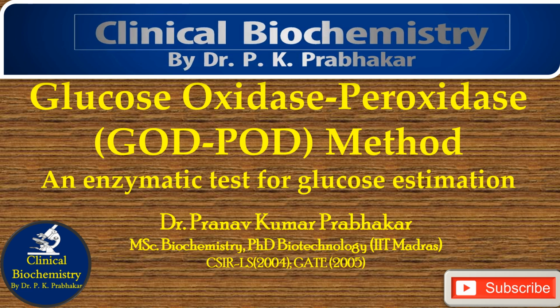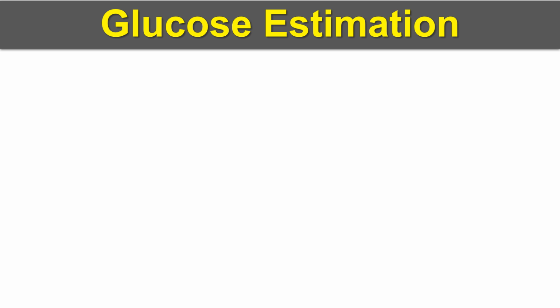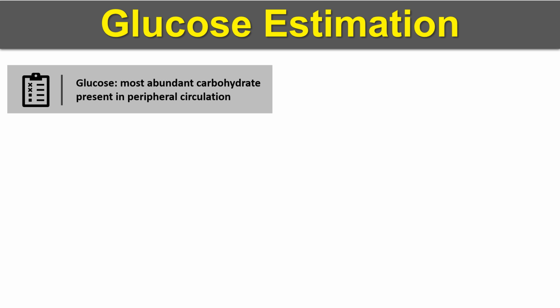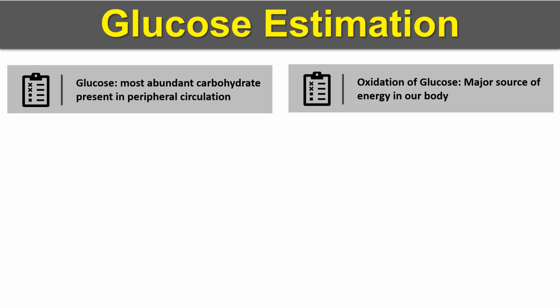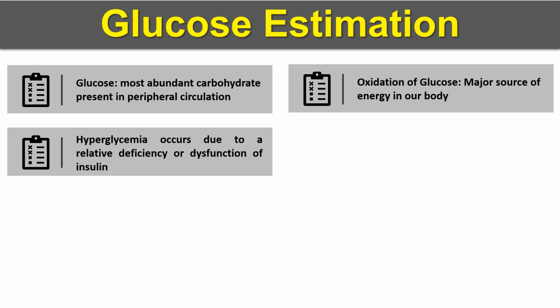Before going into the details of the experiment, first we should understand what glucose is and why we need to estimate it. What is the significance of glucose? Glucose is one of the most abundant carbohydrates present in the peripheral circulation, and carbohydrate itself is one of the most abundant organic compounds, or biomolecules, on the planet. In our body, in the peripheral tissue, glucose is the most abundant carbohydrate, and one of the most important sources for energy production. So glucose gives us the maximum energy that we get.